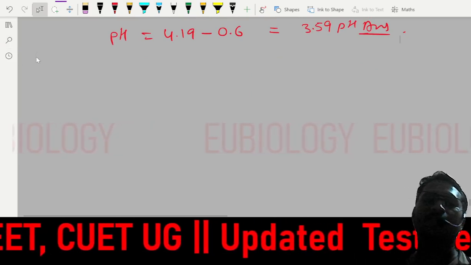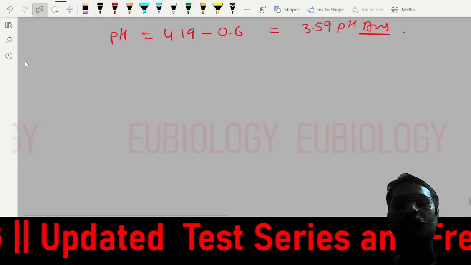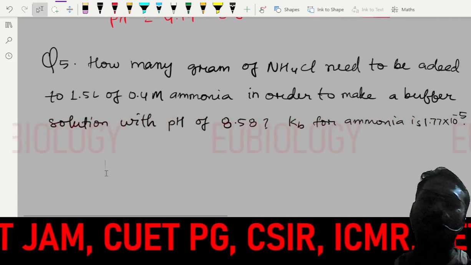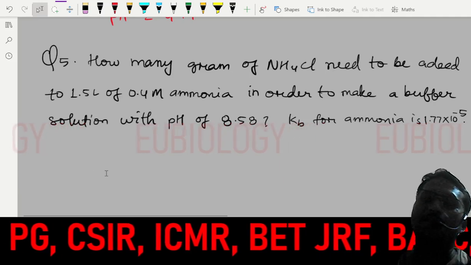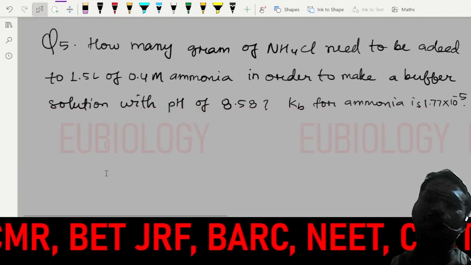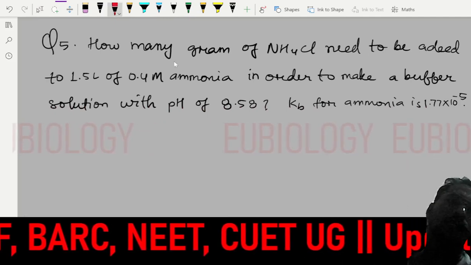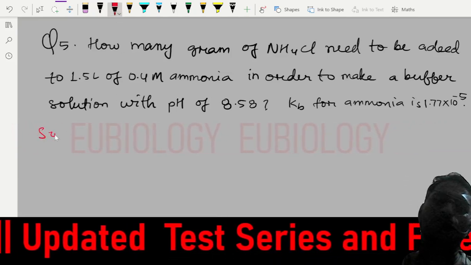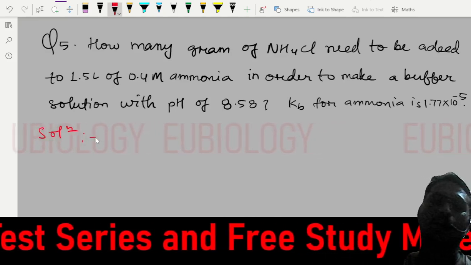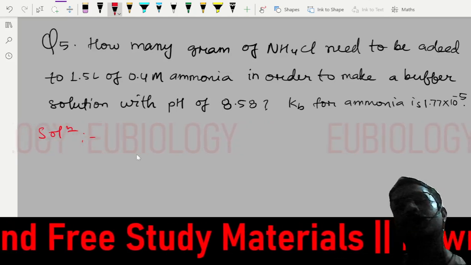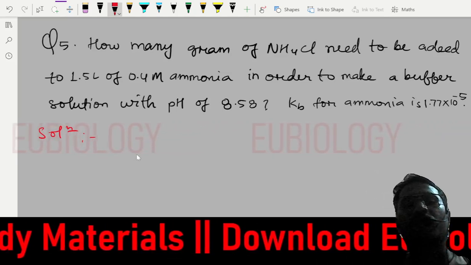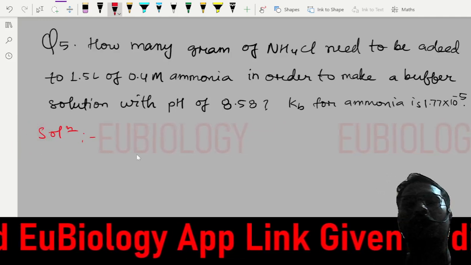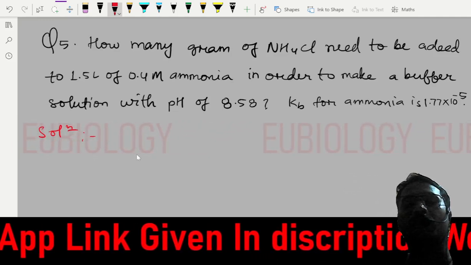Now the last question, which is very important for your laboratories also, if you're doing any job. This question is very important whether you're preparing for an exam, or working in any lab as an assistant or a project assistant. This is a practical question which we have to make in our lab. So the question is: how many grams of NH4Cl need to be added to 1.5 liter of 0.5 molar ammonia in order to make a buffer solution with pH 8.58.